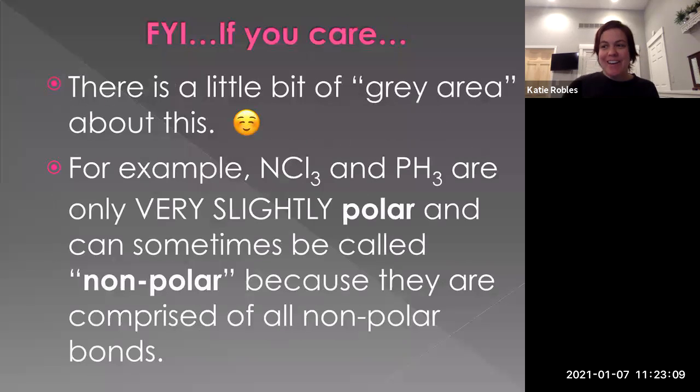And this is my gray area. If you care, there is a little bit of gray area, and I showed you this molecule before. NCl3 is only very slightly polar, and sometimes they'll even call NCl3 nonpolar because it's comprised of all nonpolar bonds. I see NCl3 as a polar molecule because of the central atom having the lone pair. But I just want to warn you, if somebody says to you, oh, hey, it's nonpolar because it contains all nonpolar bonds, don't say I didn't tell you, because like I said, it's a little bit of gray area. I promise on tests, I won't give you any gray area questions. I give you very much not gray area. Okay?